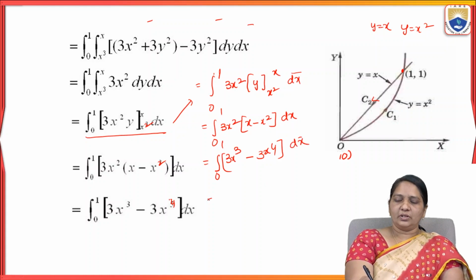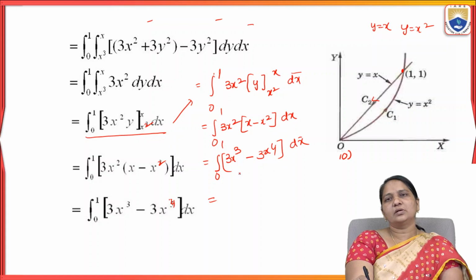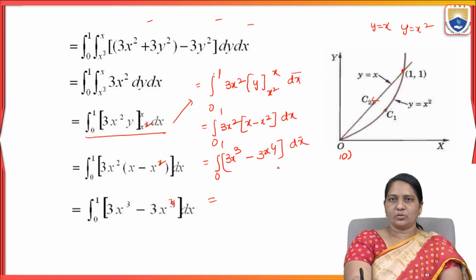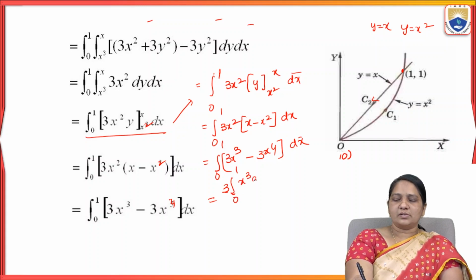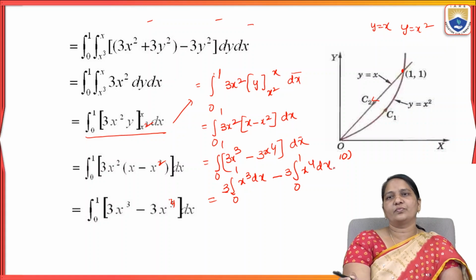Now we are going to do the integration individually, first term and second term. Now we have the terms in terms of x, so we can do integration with respect to x, then substitute the limits. 3 is the constant, taking it out. So we are doing individual integration here: 3 integral 0 to 1 x cube dx, minus 3 integral 0 to 1 x power 4 dx.